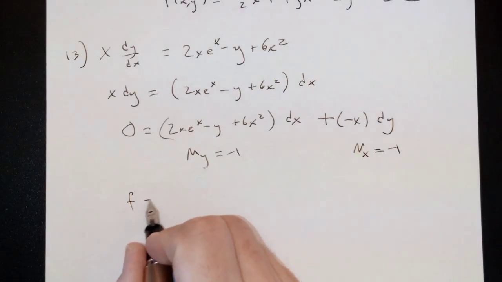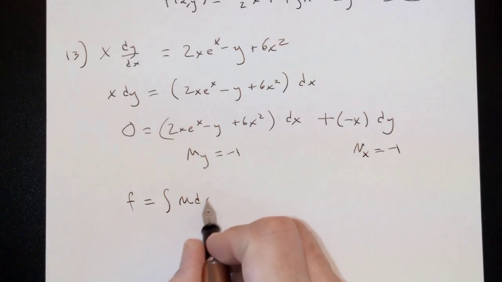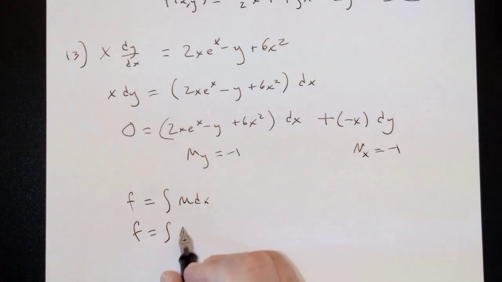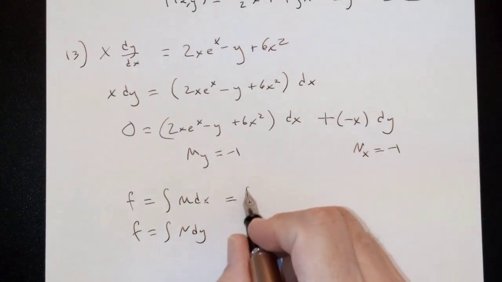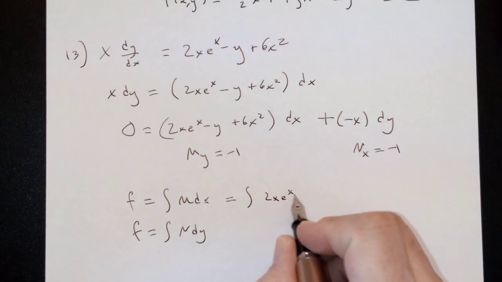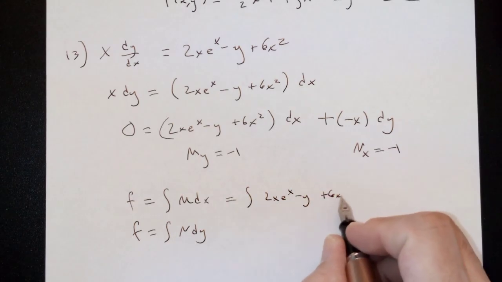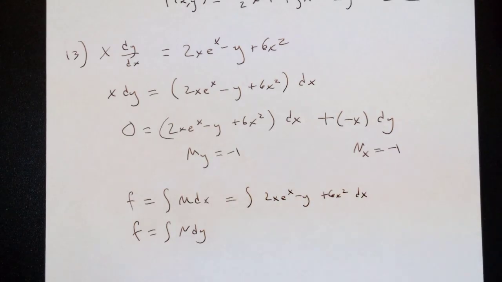So my potential function is found by doing this. And now I just got kicked in the pants, because I have to integrate with respect to x all that stuff in that first set of parentheses. That's the integral of 2x e to the x minus y plus 6x squared. And that's got an x e to the x in it, which means I need to do integration by parts.